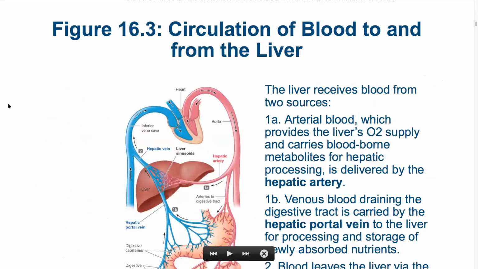Figure 16.3 is the circulation of blood to and from the liver. The liver receives blood from two sources. You have arterial blood, which provides the liver O2 supply and carries blood-borne metabolites from hepatic processing and is delivered by the hepatic artery. Then you have venous blood draining from the digestive tract and carried by the hepatic portal vein to the liver for processing and storage of newly absorbed nutrients. And blood leaves the liver via the hepatic vein.